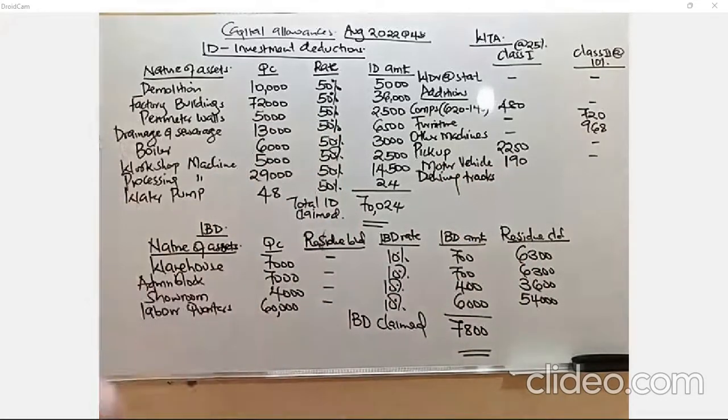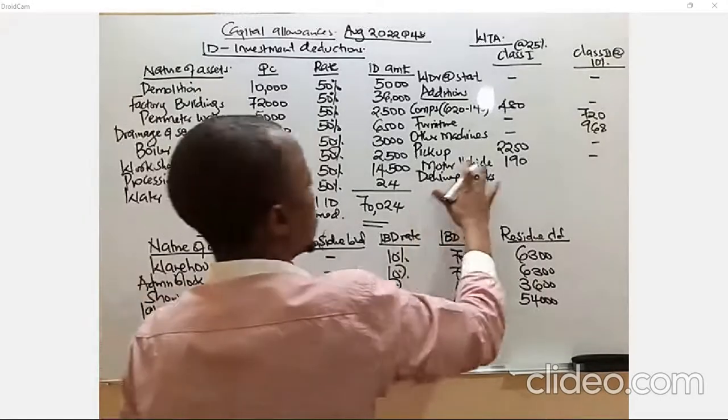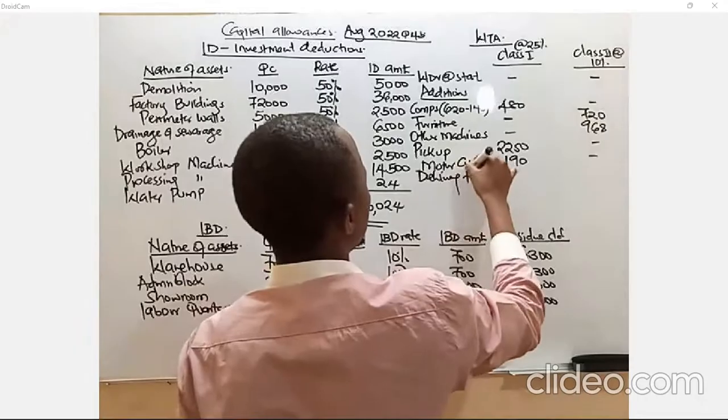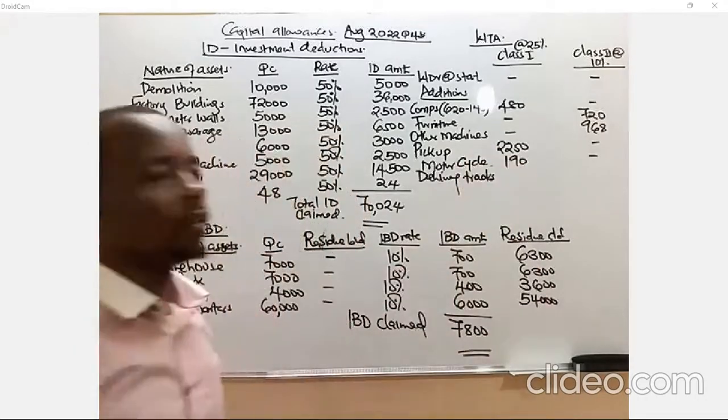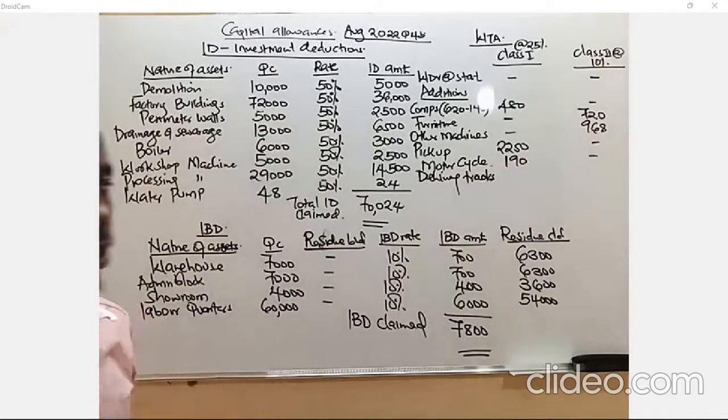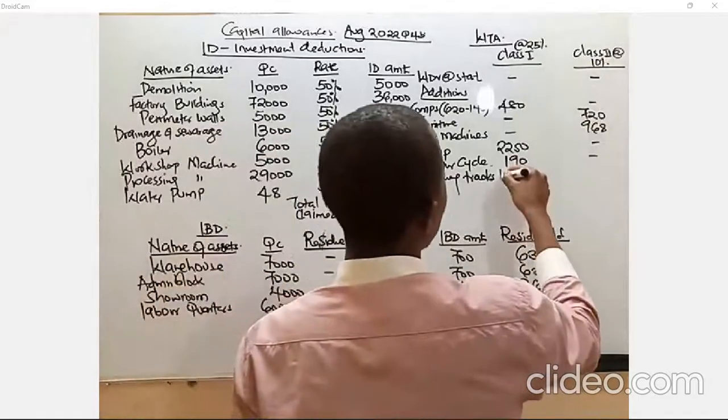Delivery trucks. How much are the delivery trucks? 5 million. Okay. Motorcycle is also a vehicle. Thank you. So delivery trucks are each 5 million. It means here we put 10,000.